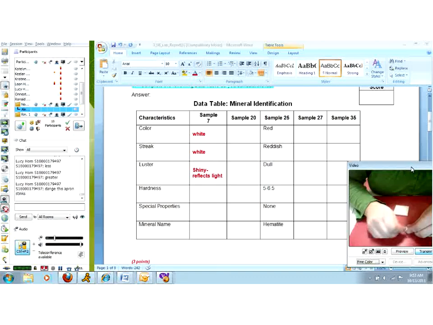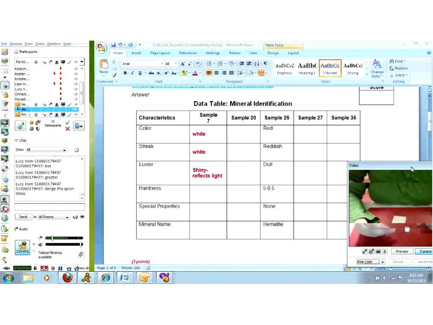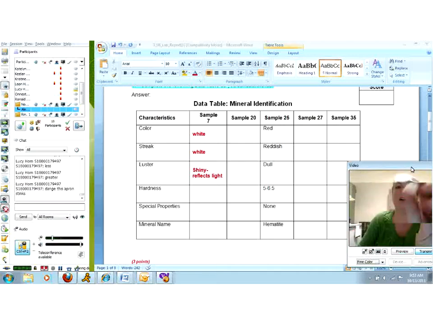And my nail's not scratching it. So as of now, if I had to stop here, what information could I give about this hardness? It's greater than what? My fingernail didn't scratch it, my penny didn't scratch it, and my nail didn't scratch it. So what's my hardness greater than?